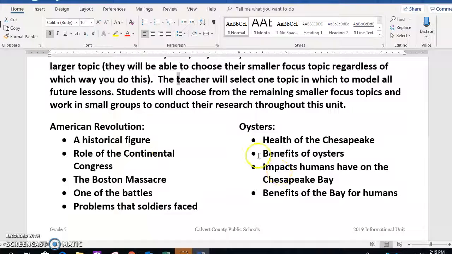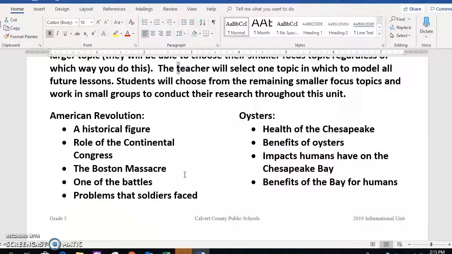I suggest that you choose one of the topics to model for the students through this entire process. And if you have students who are really going to struggle with the organization of this, keep those students with you through the modeling process.